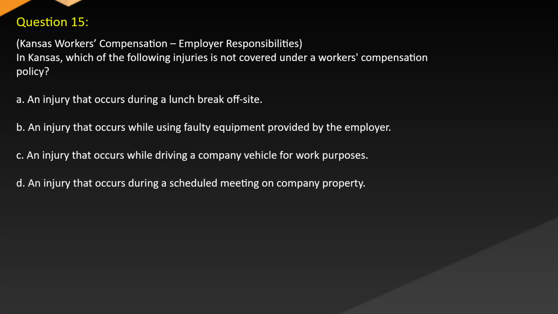Question 15. Kansas workers' compensation. Employer responsibilities in Kansas. Which of the following injuries is not covered under a workers' compensation policy? A. An injury that occurs during a lunch break off-site. B. An injury that occurs while using faulty equipment provided by the employer. C. An injury that occurs while driving a company vehicle for work purposes. D. An injury that occurs during a scheduled meeting on company property.